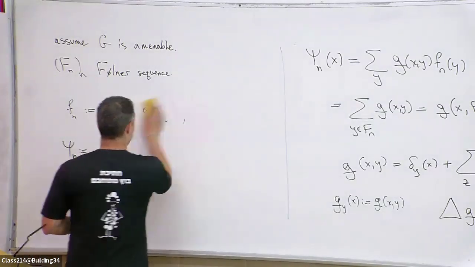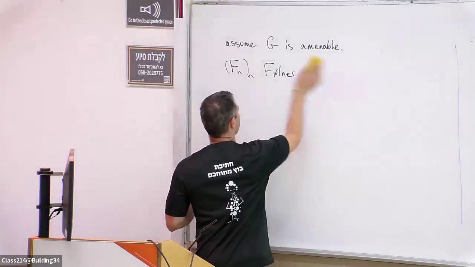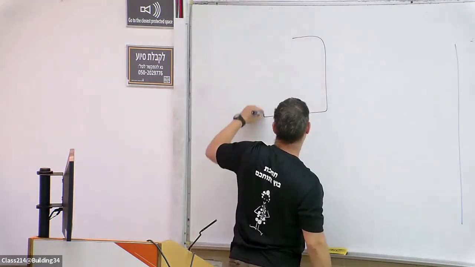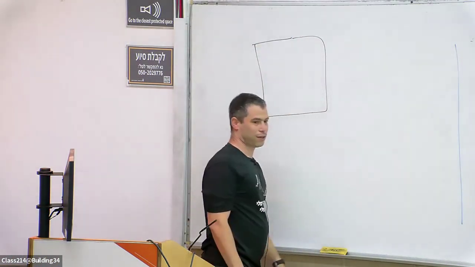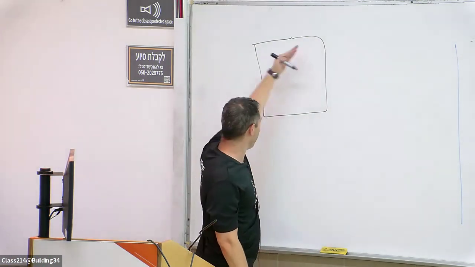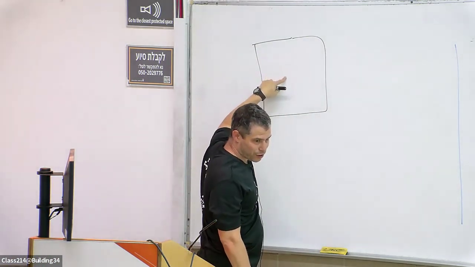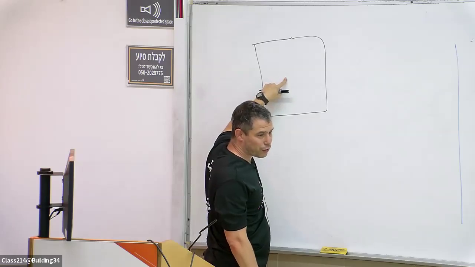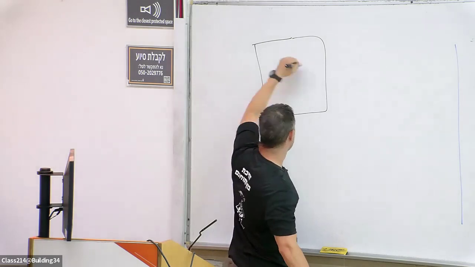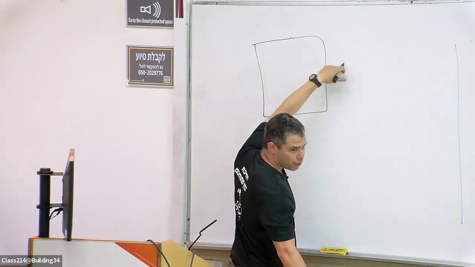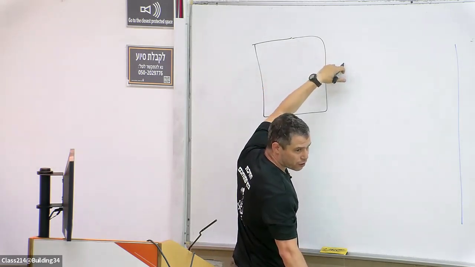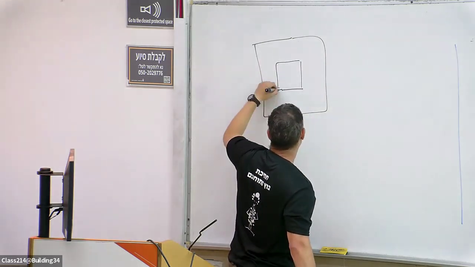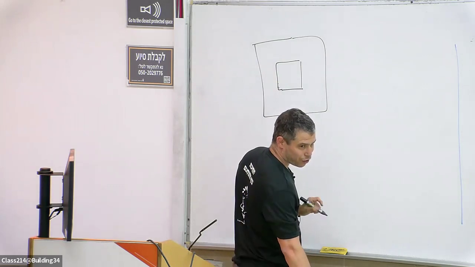Why? Because Følner sets have small boundary. So you have a Følner set, which I like to draw as squares, with a small boundary compared to the volume. You start uniformly. How many times do you visit F n? Well, you start walking around until you exit, so you have to start far away from the boundary.